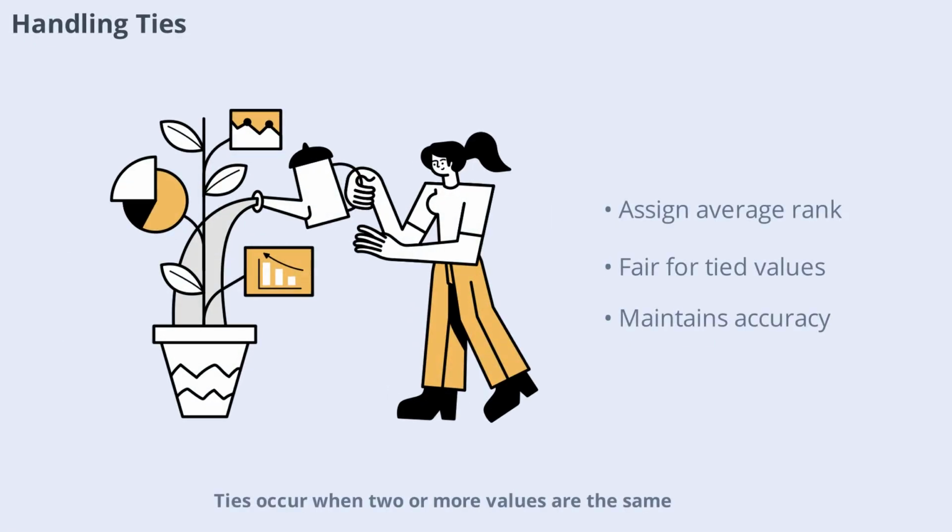Ties occur when two or more values are the same. The Mann Whitney U test handles ties by assigning the average rank to tied values. This ensures the test remains fair and accurate, even when your data isn't perfectly unique.